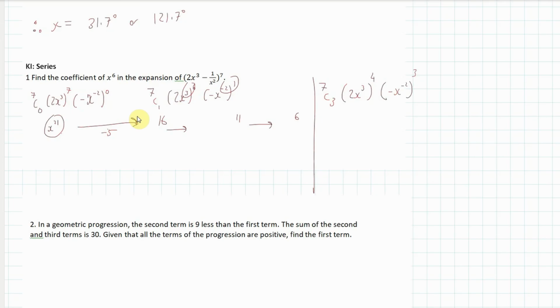Okay, well, 7 choose 3. I'm getting 35. And then I'm going to times it by, now 2 to the power of 4 is 16, x to the power of 12, and then times negative x to the power of negative 6, that's a 1 there, so 112, and so we get 35 times 16, which is 560, but it'll be negative 560 because of that negative power, x to the power of 6, therefore the coefficient is, of course, negative 560.